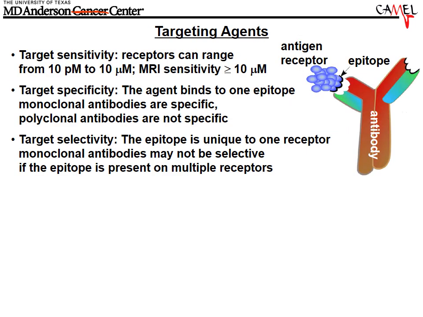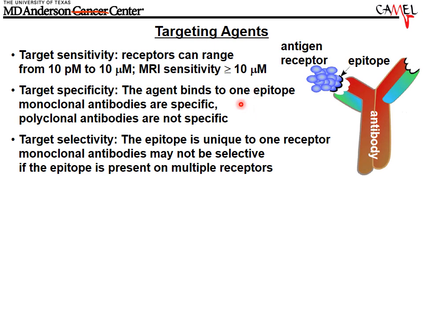I'd like to begin this topic of targeting contrast agents by first discussing targeting. Typically, we think of an antibody as a targeting moiety that's labeled for MRI and that can identify an epitope which is on a cell receptor. Targeting sensitivity is really dependent on the number of receptors on the cell, which can range from 10 picomolar to 10 micromolar. MRI sensitivity in a voxel is approximately 10 micromolar or higher, depending on the quality of your instrument and the contrast agent. So you can see right away that it is challenging to detect cell receptors that are below the detection threshold of MRI in most cases. We'll discuss some alternatives to this.